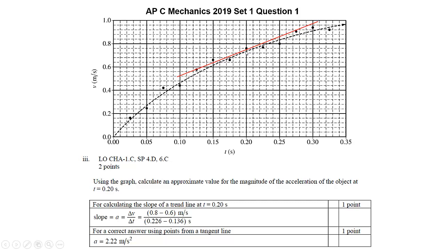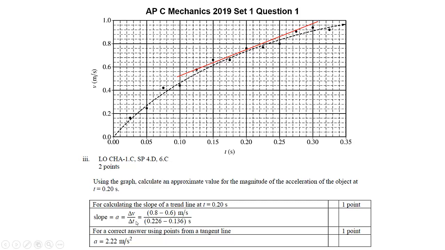I don't know why it doesn't quite touch their little dotted line. It probably should, but oh well. It's an approximation anyway. And then you have to find the slope of that. As always, you should pick 2 points that are on your, in this case, your tangent line, as they do down here.